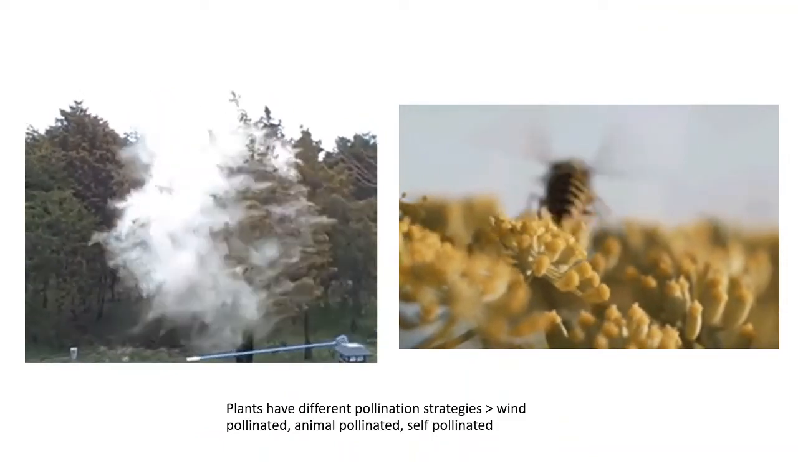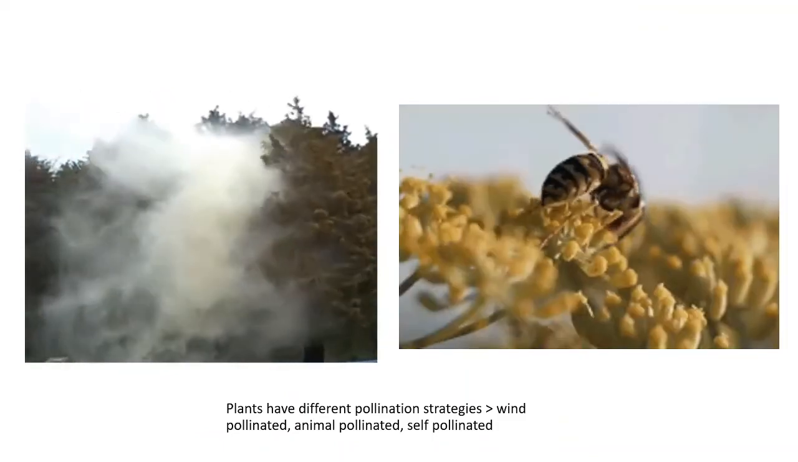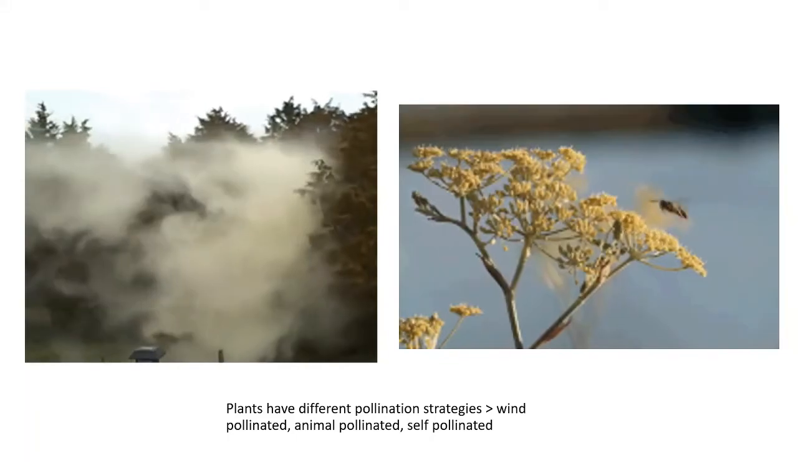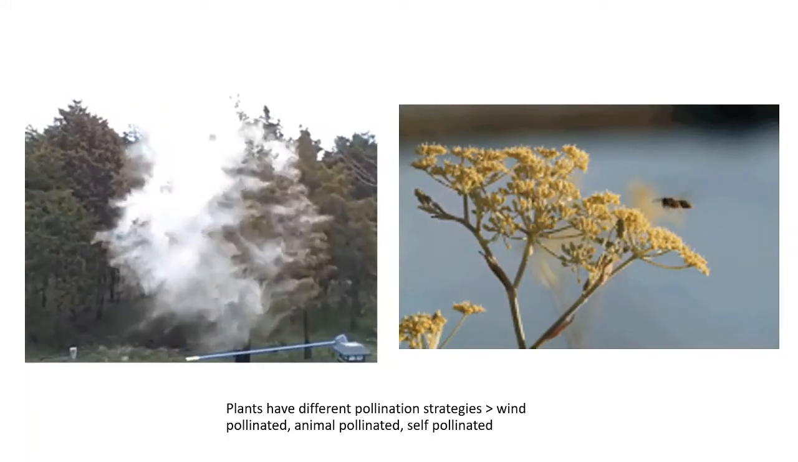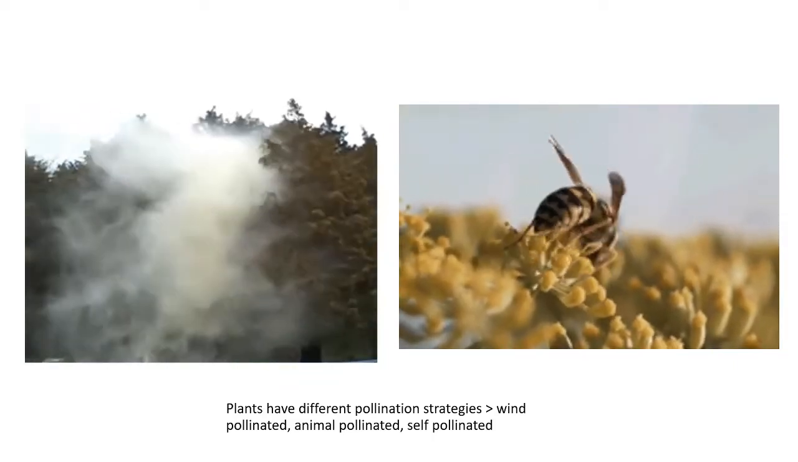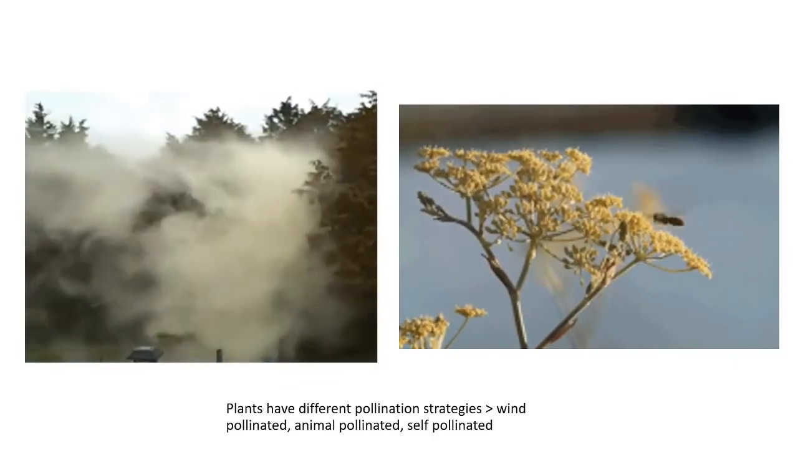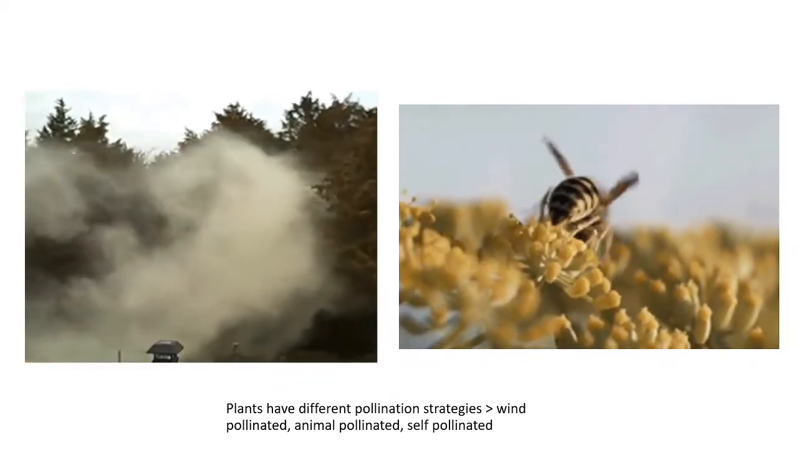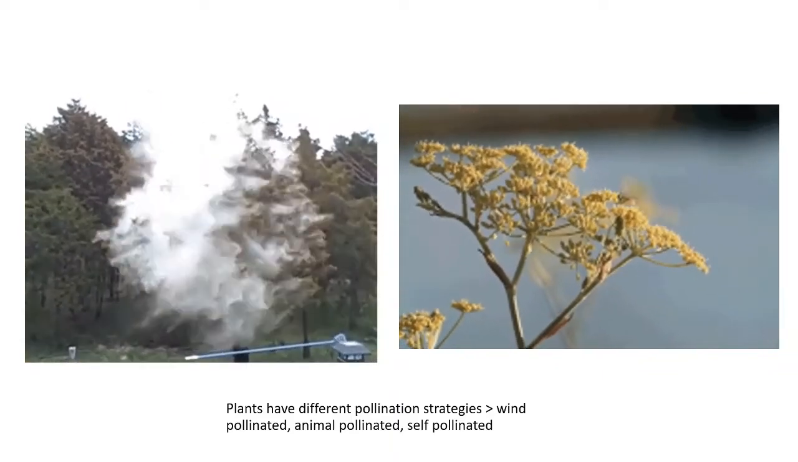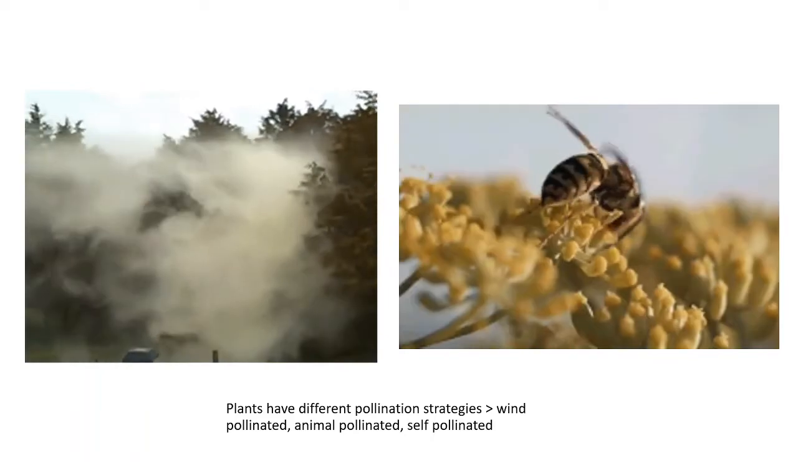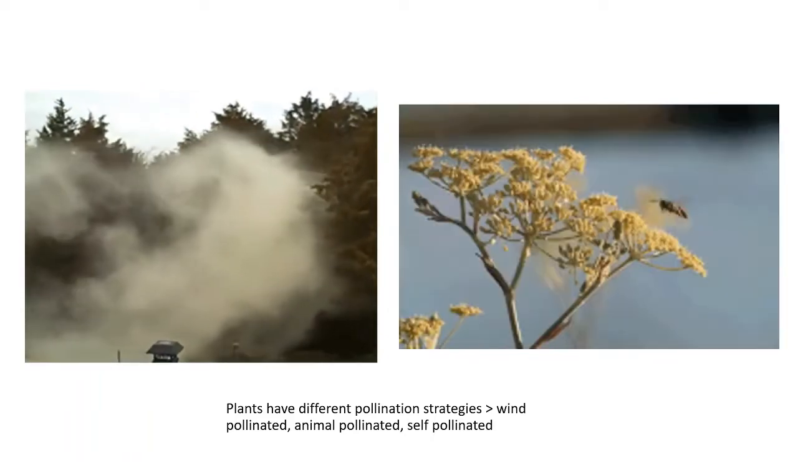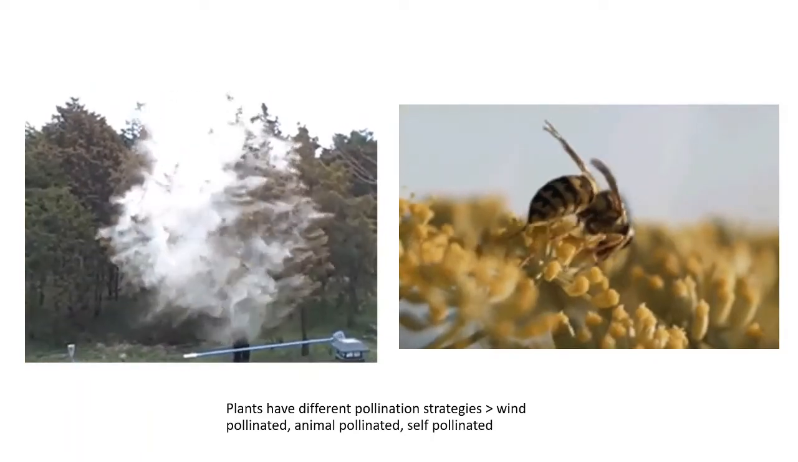And plants have different pollination strategies. Probably you have heard about wind pollination, animal pollination, and self-pollination. On the left side, I put these two gifs for better understanding, and on the left side is an example of how much pollen can be emitted from one tree.